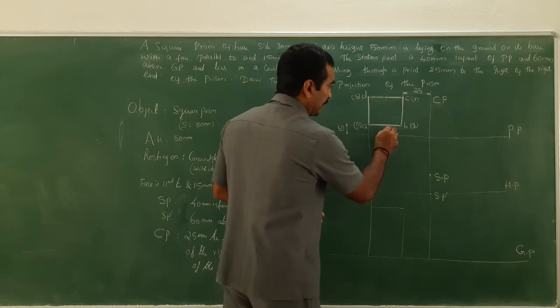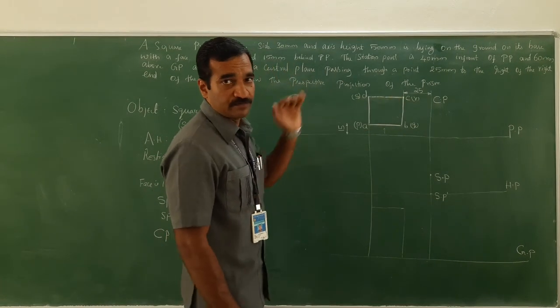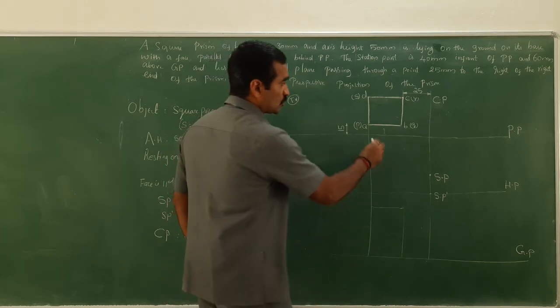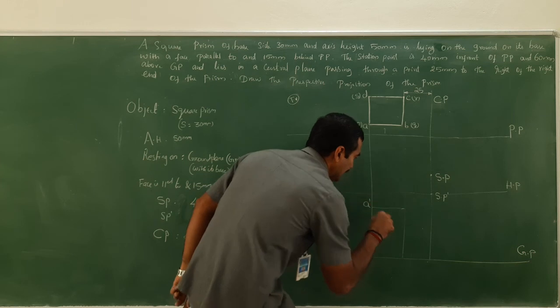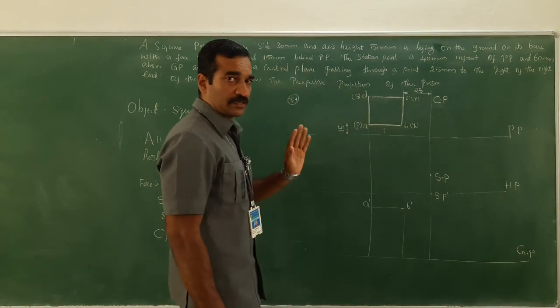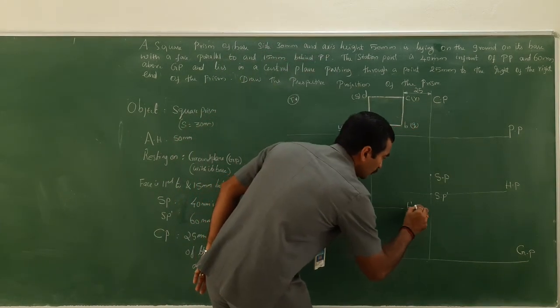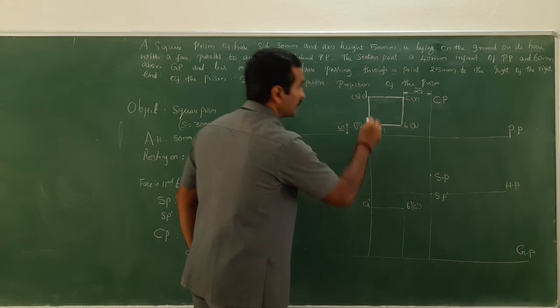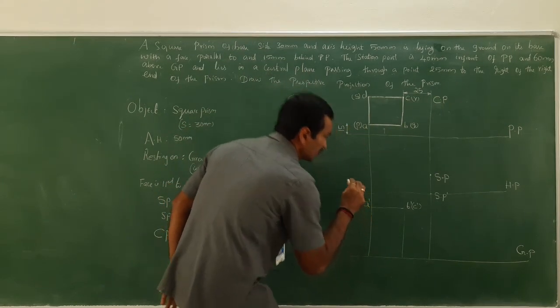So, now look at from here. What are the corners that are visible, or what are the points that are visible? When I just look at from here, AB is visible. So, A dash, B dash are visible. C dash and D dash are invisible to me. So, C is right behind B, therefore, C dash is invisible. Here, D is right behind A, therefore, D dash is invisible.